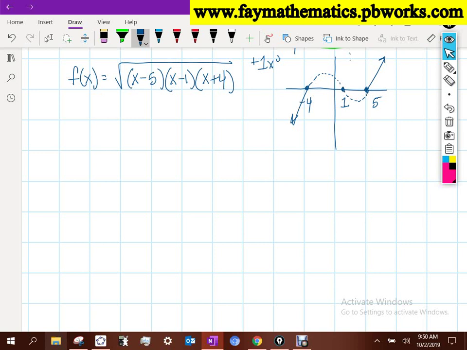Does it make sense? So my goal here then is to figure out, well, where is this? Because we want it greater than or equal to 0, right? We're going to be looking for a procedure in our sign chart that generates those solutions. So our answers for our domain should be negative 4 to 1 and then 5 to infinity. But let's see if our sign chart generates that. Okay?